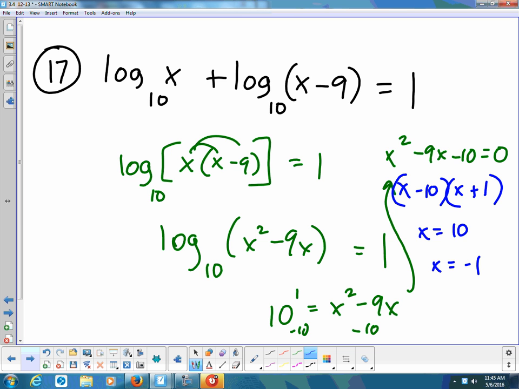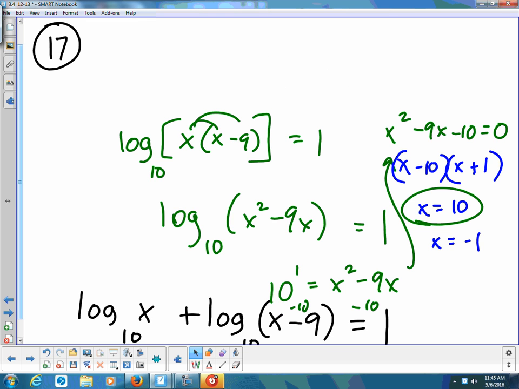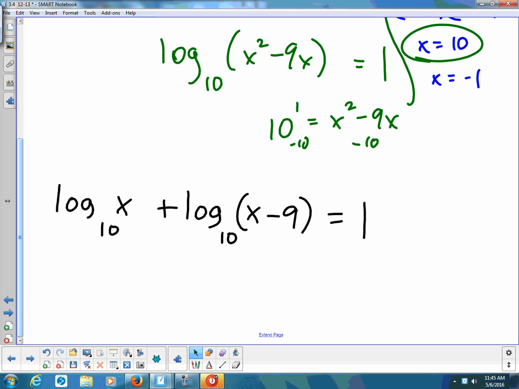Let's stop for a minute though, because I'm a little concerned that one or both of these may be extraneous. So we should check them in the original. Let's try 10 first. Can I just throw it in the log base 10 of x squared minus 9x? No, I would go back to the original whenever you're testing something.